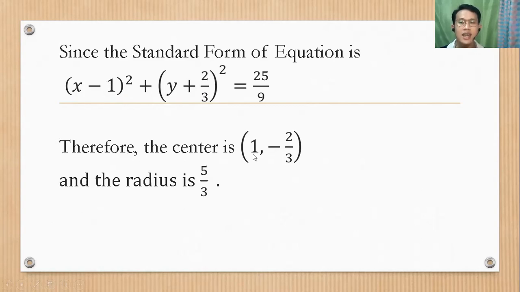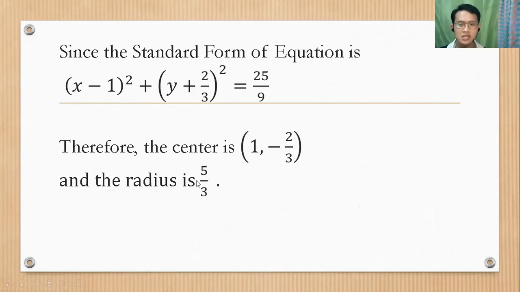therefore the center is 1 and negative 2 over 3. Sir, as you can see, it's negative 1 here. Why did you write 1? Yes, because it's already h. It's x minus h, so you can simply write 1. And then y minus k. Remember, it's y minus k for the standard equation. So you need to make 2 over 3 a negative value. So you get negative 2 over 3. Now that's the center. Therefore, the center is 1 and negative 2 over 3.